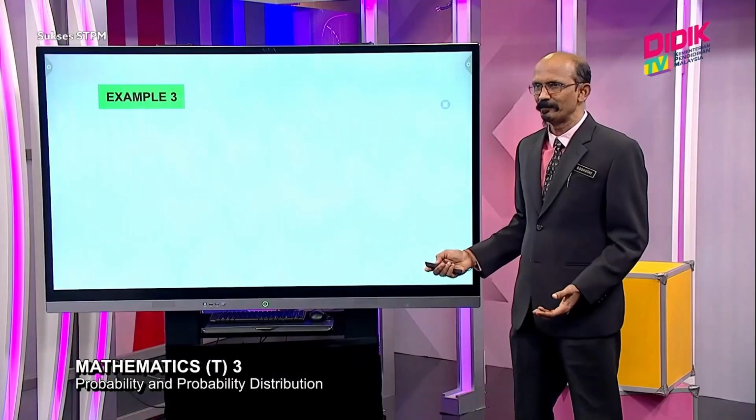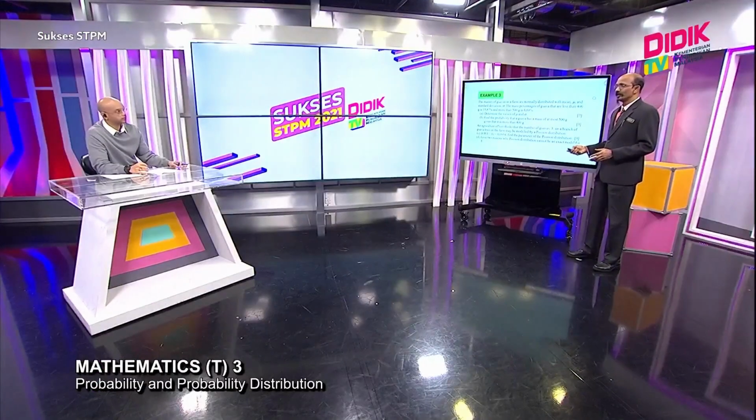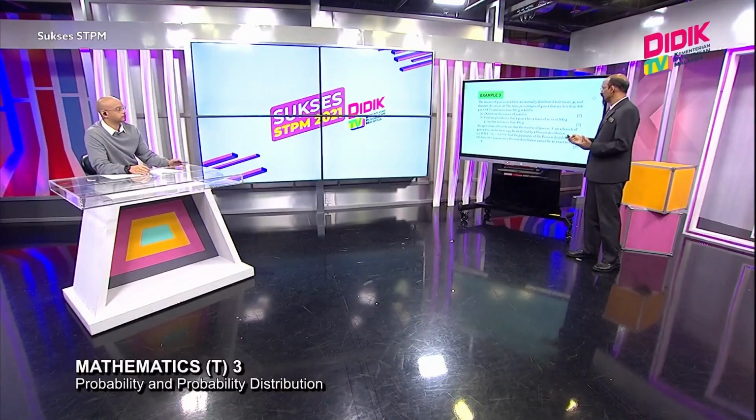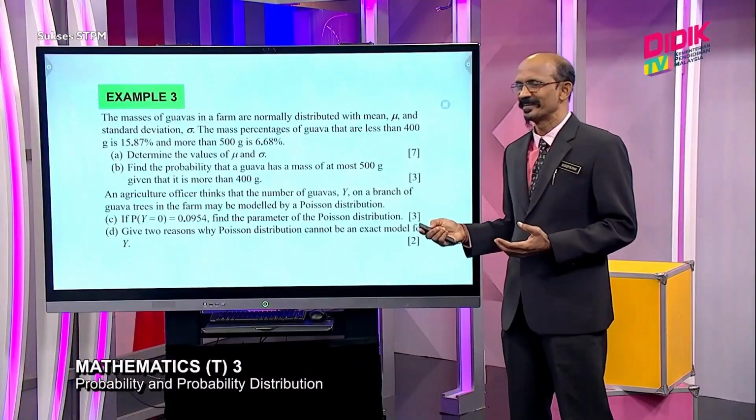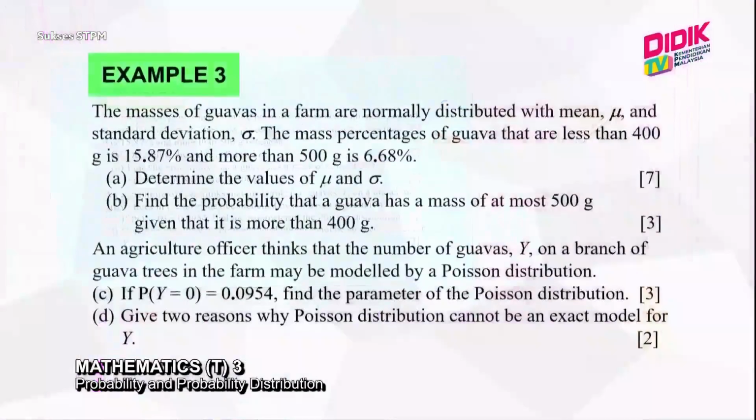Okay, we see one example here, Sean. This is one long question which came out in session B. It is 15 marks out of 60, so if you can answer this one question, it is considered very good already. The mass of guava is given something like this. The percentage of guava that are less than 400 gram is 15.87%, and more than this one is 6.68%. So determine mu and lambda, and find the probability that a guava has a mass at most 500 gram, given that it is more than 400 gram. And then in the next part, there is one officer who goes and does something.